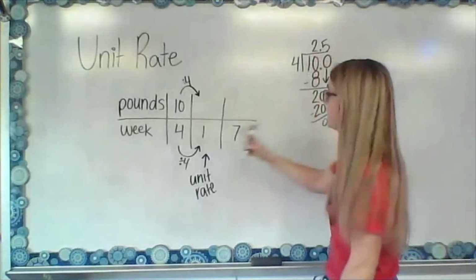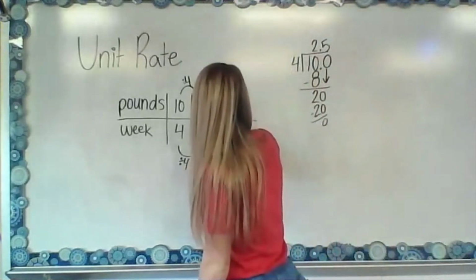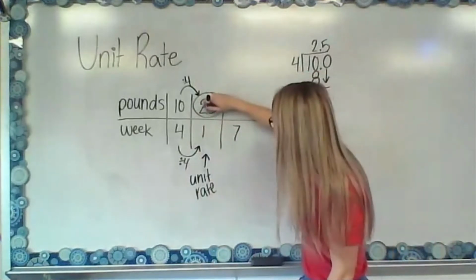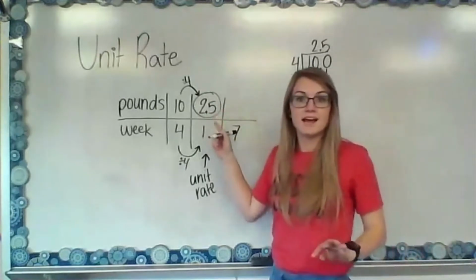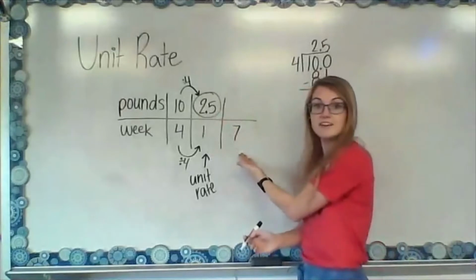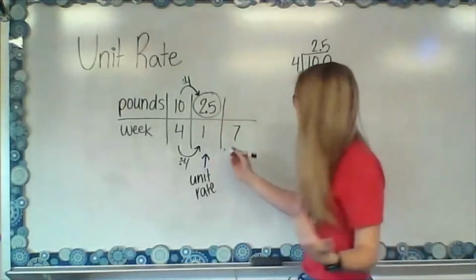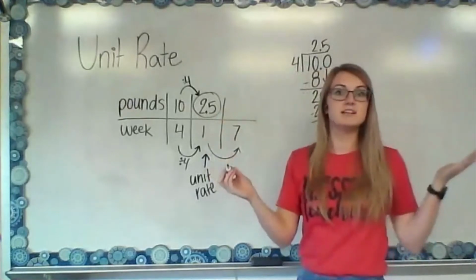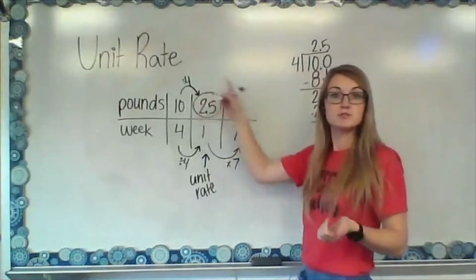Okay, so in 1 week, how many pounds am I going to have? 2.5 pounds. And can you see that decimal? Yeah, there it is. Okay, so in 1 week, we've got 2.5 pounds. Now they want us to figure out, what about 7 weeks? Well, again, ask yourself, how do you go from 1 to 7? 1 to 7 times by 7. And if we do it to the bottom, we have to do it to the top.